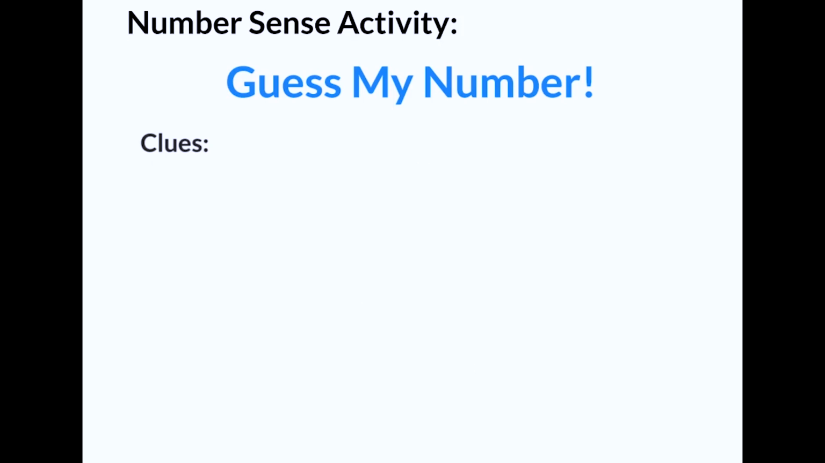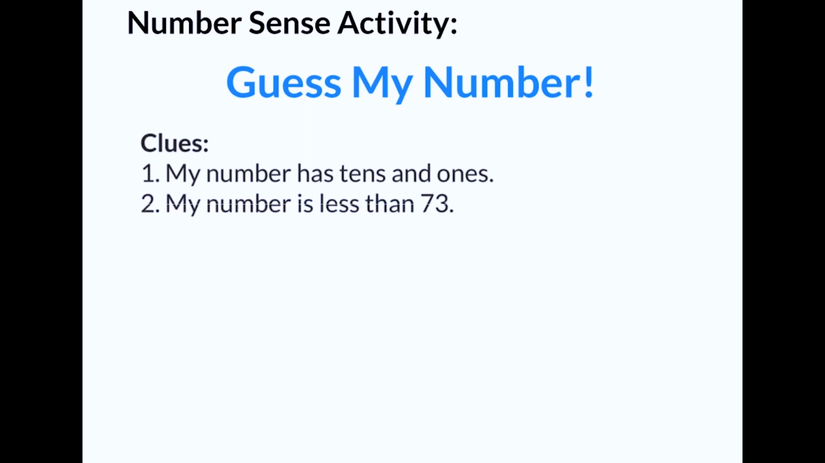Our next number will be a little harder. The first clue is that my number has 10s and 1s. So that tells me it's at least a 2-digit number. The next clue is that my number is less than 73. One of the digits in my number is 5. Do you have a guess? Do you know for sure what my number is?